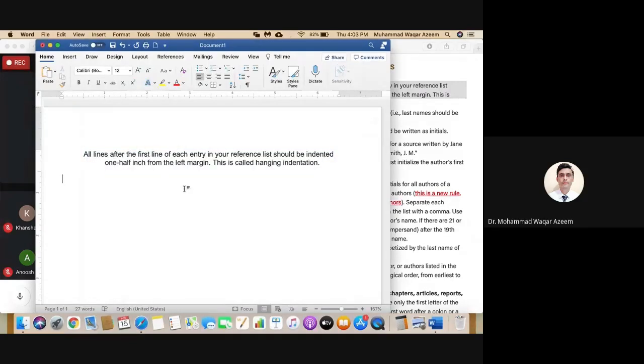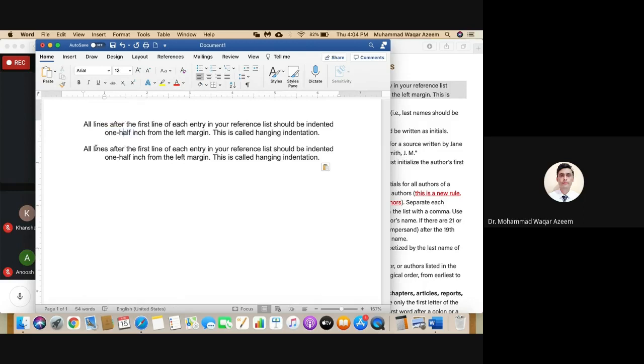Now look, all the lines after the first line. So there is only one line after the first line. So that one line now is indented on the left side half inch. All right. So this is called hanging. So all the entries, if you have 10 entries of 10 resources in your paper or in your assignment, all of them should be written like this, right? So all the lines except the first line, they are indented for each entry. All right.